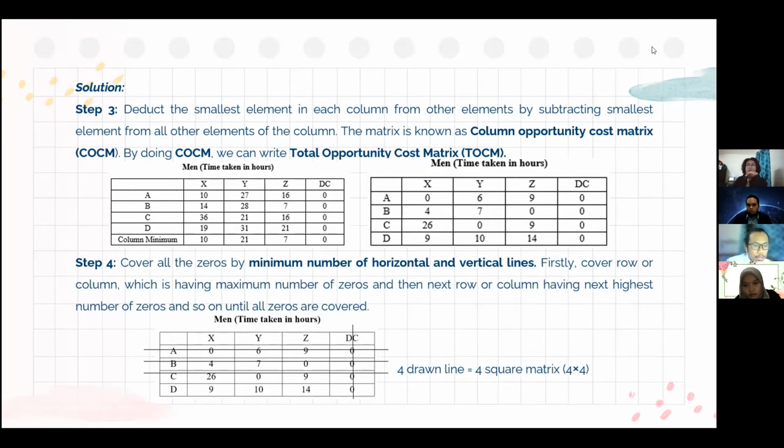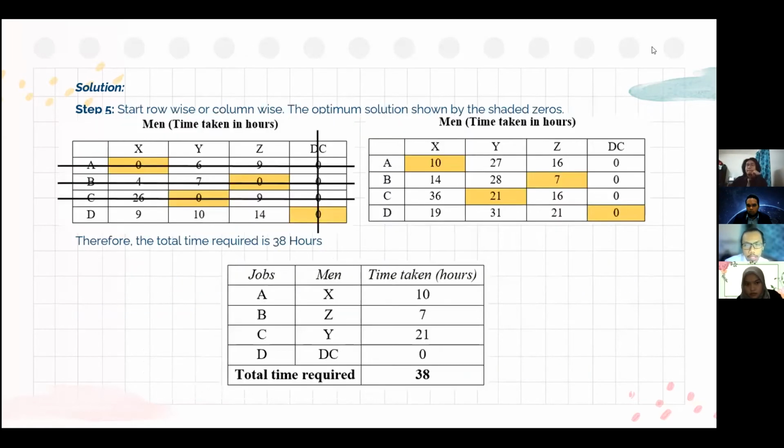And the next step is to cover all 0s by a minimum number of horizontal and vertical lines. Firstly, cover the row or column which has the maximum number of 0s, and then the next row or column having the next highest number of zeros, and so on until all 0s are covered. So we covered all the 0s, and we get 4 drawn lines equal to the square matrix, which is 4 by 4. Okay, next slide.